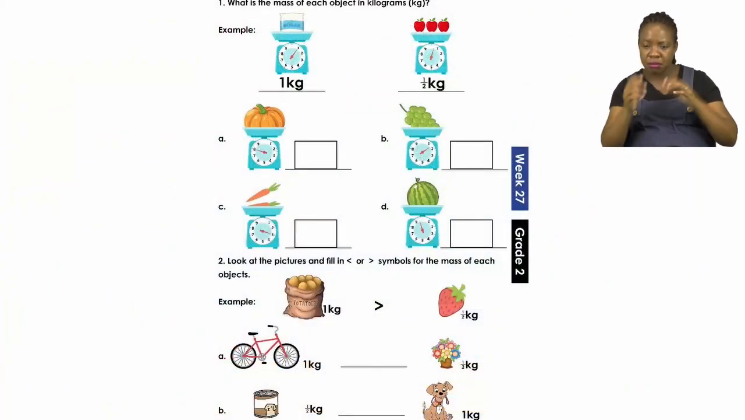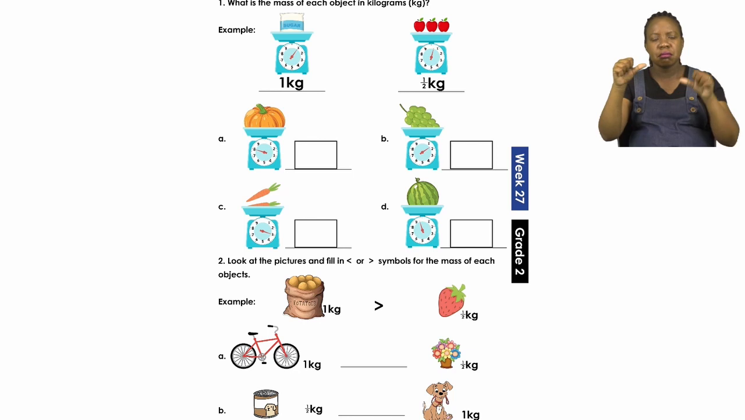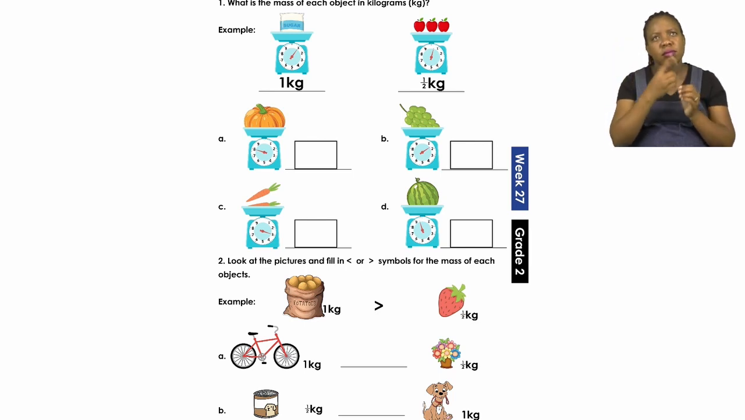On page 13, we are going to be doing maths. Now remember, we need to measure things, especially how much they weigh. When we measure how much something weighs, we call it mass. And we use kgs or kilograms. Here they've shown you an example of what they want you to do for number 1. It says, what is the mass of each object in kilograms, kgs?